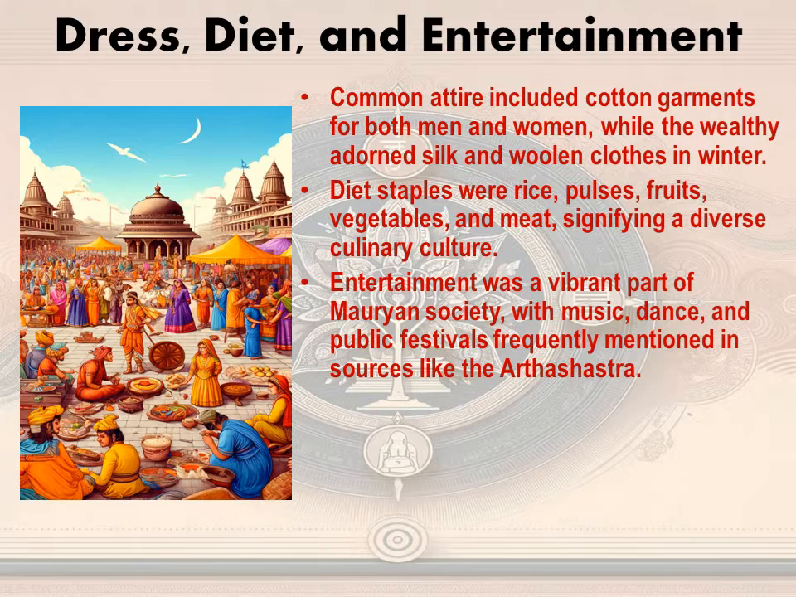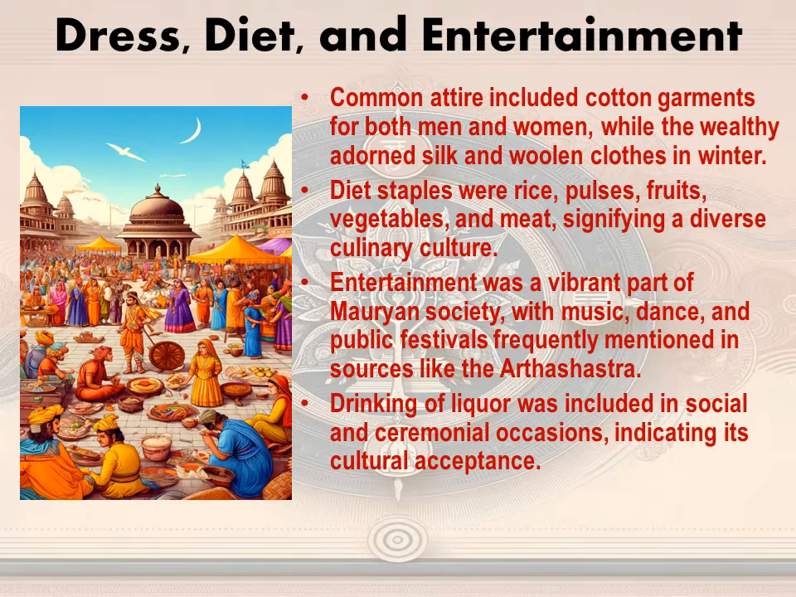Entertainment was a very vibrant part of Mauryan society, with music, dance, and public festivals frequently mentioned in sources like Arthashastra. Even though during the Ashokan times the state religion was Buddhism, Ashok was quite tolerant of festivals of cultures from different parts of his empire. So the entertainment was very much a vibrant part of Mauryan society, with music, dance, and public festivals frequently organized as mentioned in all kinds of Mauryan sources.